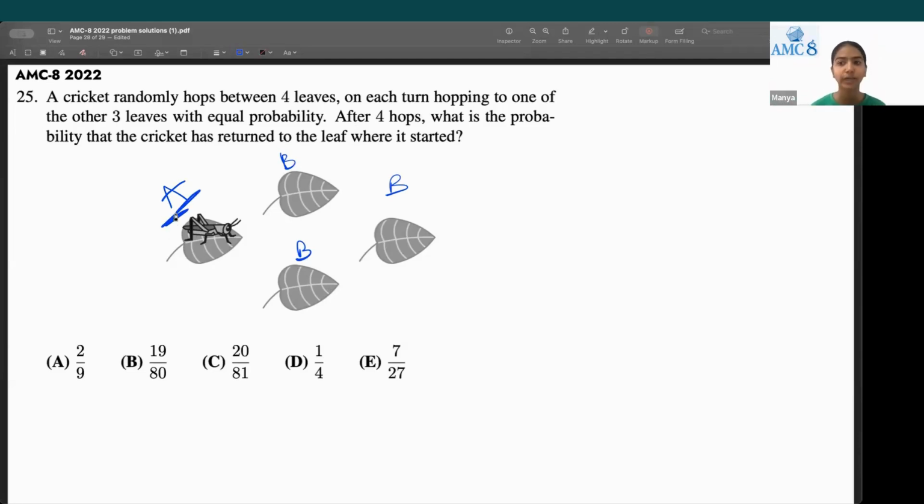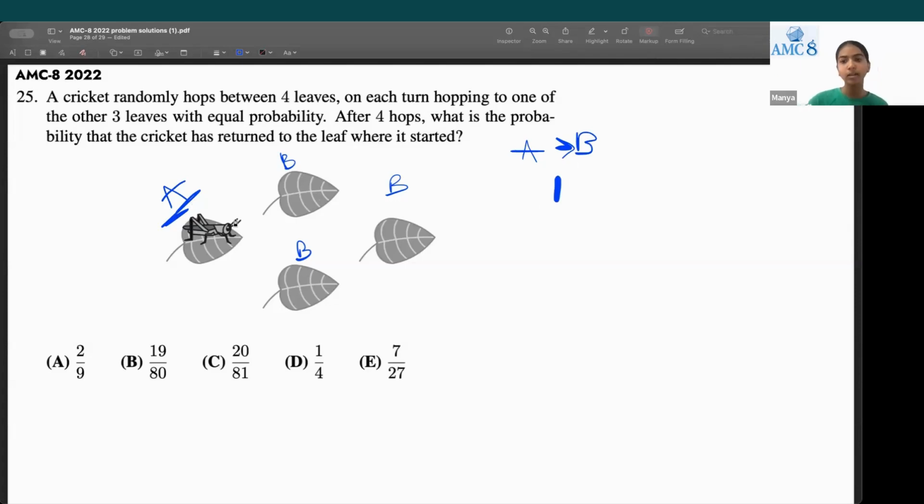This is the location the cricket started from. So we want it to go back to the original place. And so we're going to be doing A to B. So what is the probability that we'll be going A to B? Well, that is the only place it can go. A to B is the only place it can go. From A, it can only go to B.